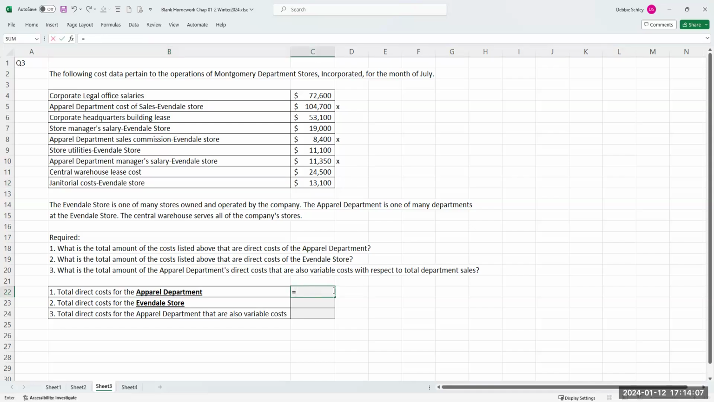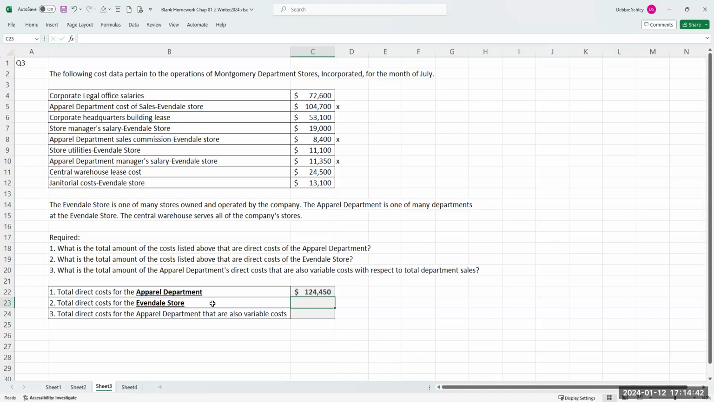Okay, so my three direct costs for the apparel department are the apparel department cost of sales plus the apparel department sales commission plus the apparel department manager's salary. So my total direct cost for the apparel department is $124,450.